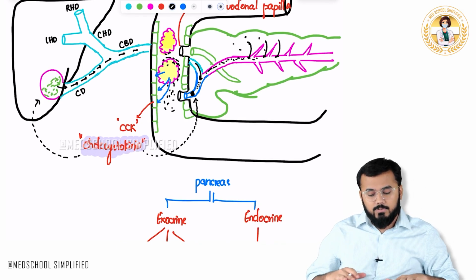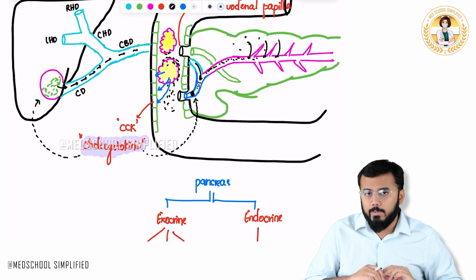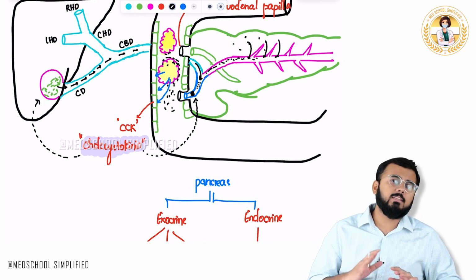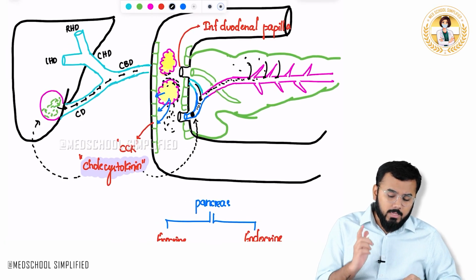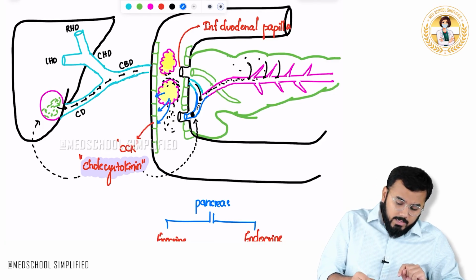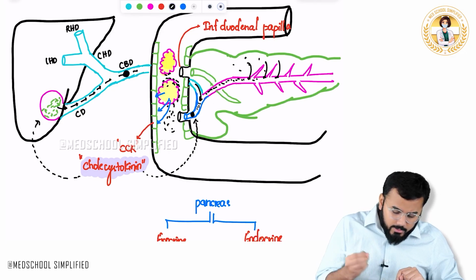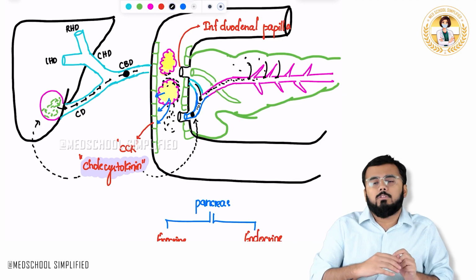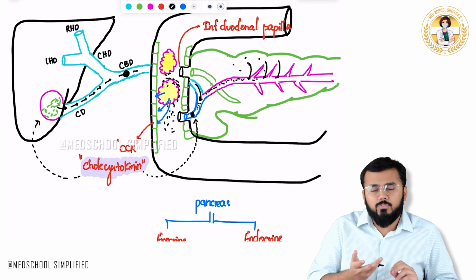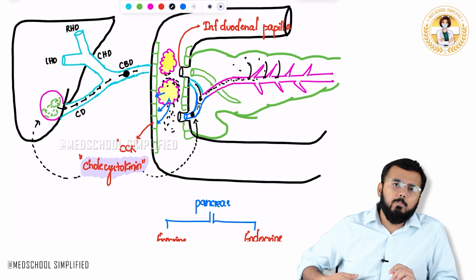Now, this mechanism which I have explained to you is normally seen in you and me. But in different patients, different things are happening. For example, let us say one of the patients came to me, and this patient already has a stone in the common bile duct. This patient tells me, doctor, whenever I eat any kind of fatty food, let us say French fries, I have pain in my right hypochondriac region.